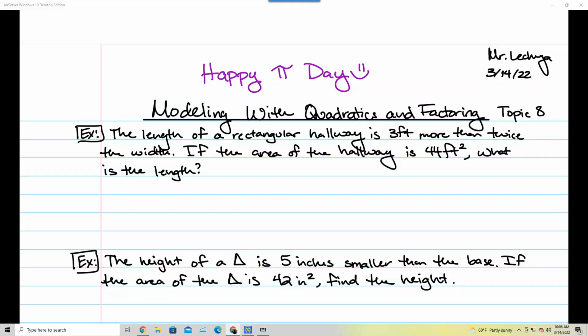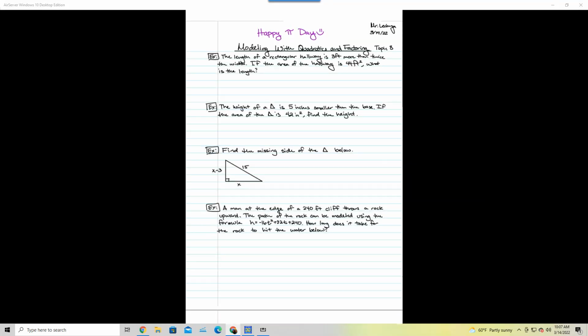Okay, today's lesson is going to be on modeling with quadratics and factoring. It's going to be 4 questions. There is no backside to these notes.